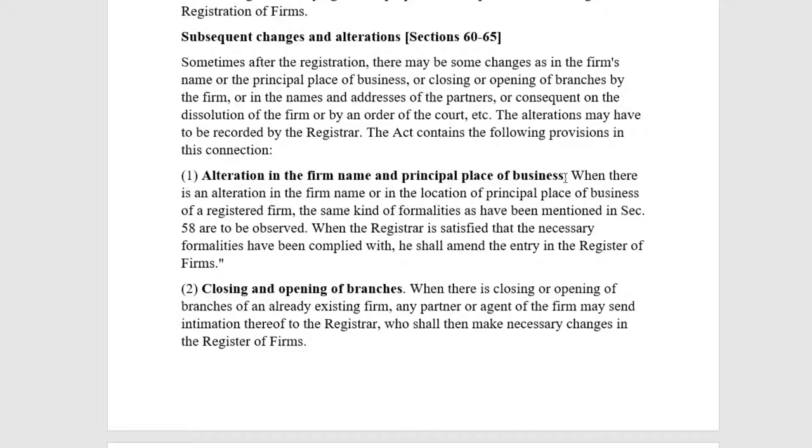What happens? Sometimes the partnership firm name may not be a lucky one, because the partners believe that the name they chose while getting the partnership firm registered is not a lucky one. So they can change the partnership firm name, and they can start the business in any other place, but they can bring this information by way of alteration in the original information which has been given to the register of firms.